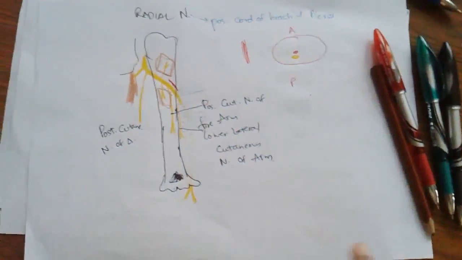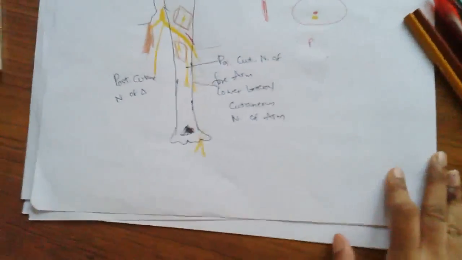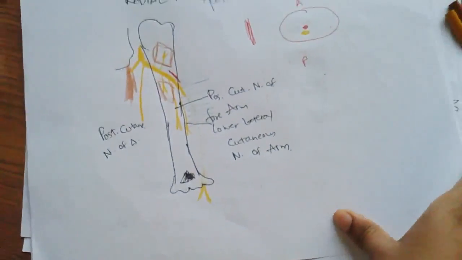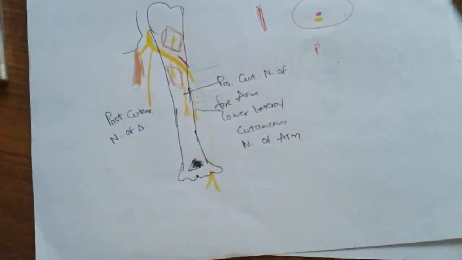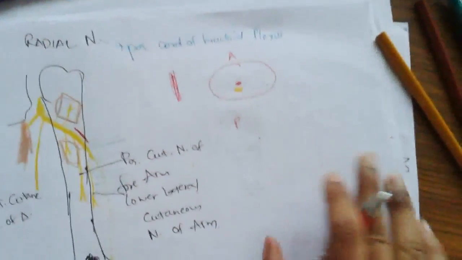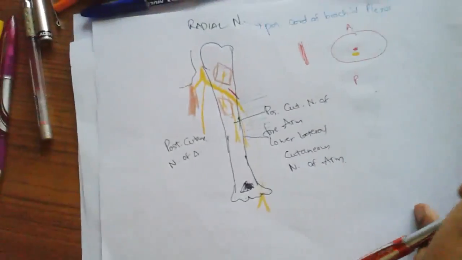In the posterior compartment, now the next one that you have to learn is the artery. Which artery is it in the posterior compartment? As you know, the artery here is profunda brachii artery. As I said, profunda brachii artery accompanies here. So now let's learn about profunda brachii artery. So let me take the other page so that it will be a little easier.